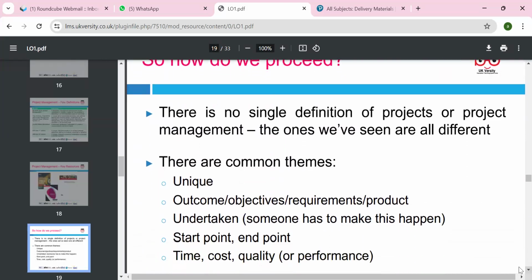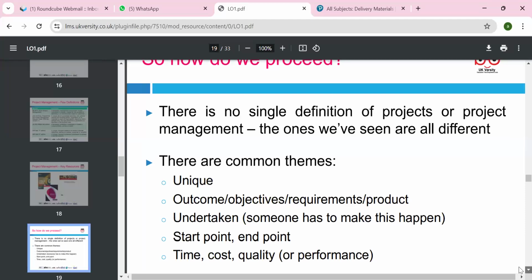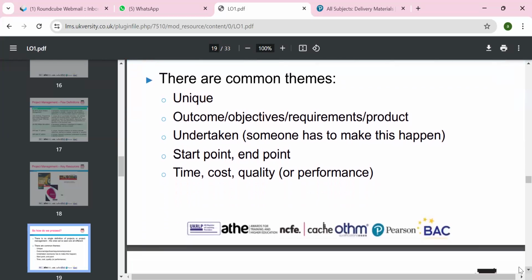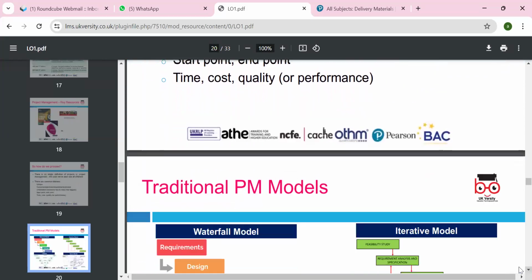There is no single definition of the project. Project management is a discipline. Project means any activity which you do is called a project. There are common themes: a unique objective, requirements of the project, someone who undertakes and makes it happen, a start point and an end point, time, cost, and quality. That all needs to be discussed.